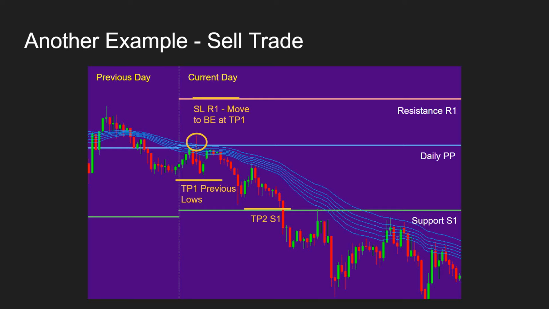You open the trade. You set your stop loss, in this example that I'm showing on the screen now, at your resistance level. You set your TP1 at the previous low as your first take profit target, and then you set your TP2 at, in this example, support 1, and make sure that you move your stop loss to break even when TP1 has been hit. And again, slightly a bit different.